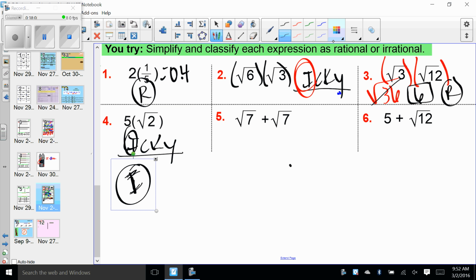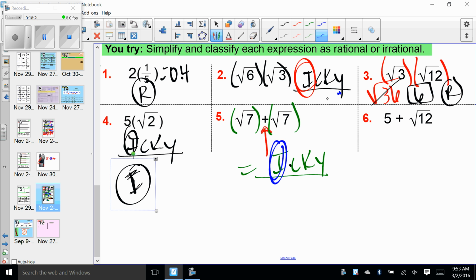Here we go. Next one, notice it's a sum. We're adding this time. It doesn't matter because you're just inputting into your calculator just to see what happens as we input. I recommend using parentheses around those square roots. Go ahead and give that a shot. Square root 7 plus square root 7. Okay, you should end up getting an icky decimal there. No pattern, doesn't stop, irrational.